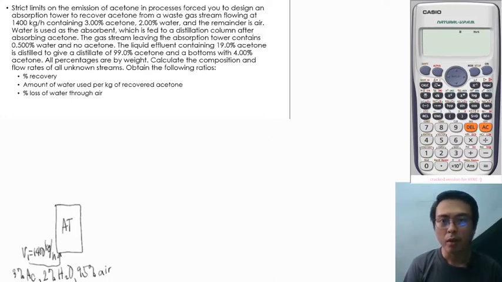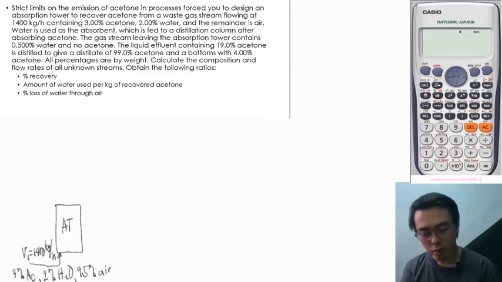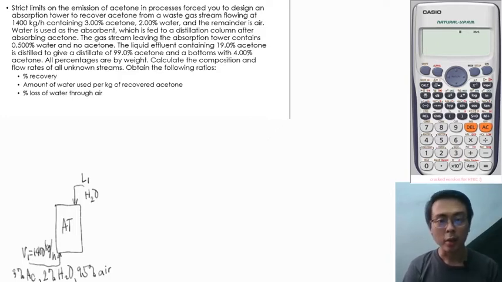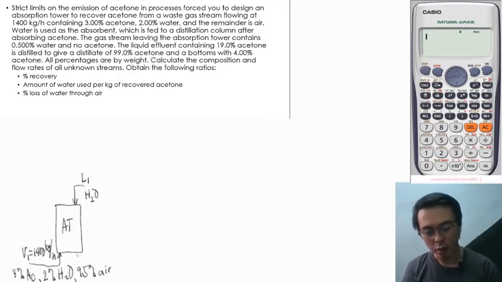Next, water is used as the absorbent. This is our absorbent. We will be calling that L1. It contains water. Water is used as the absorbent, which is fed to a distillation column after absorbing acetone. So the liquid effluent from the absorption tower will be fed to a distillation column. So this is our L2, wherein we have a distillate and a product.